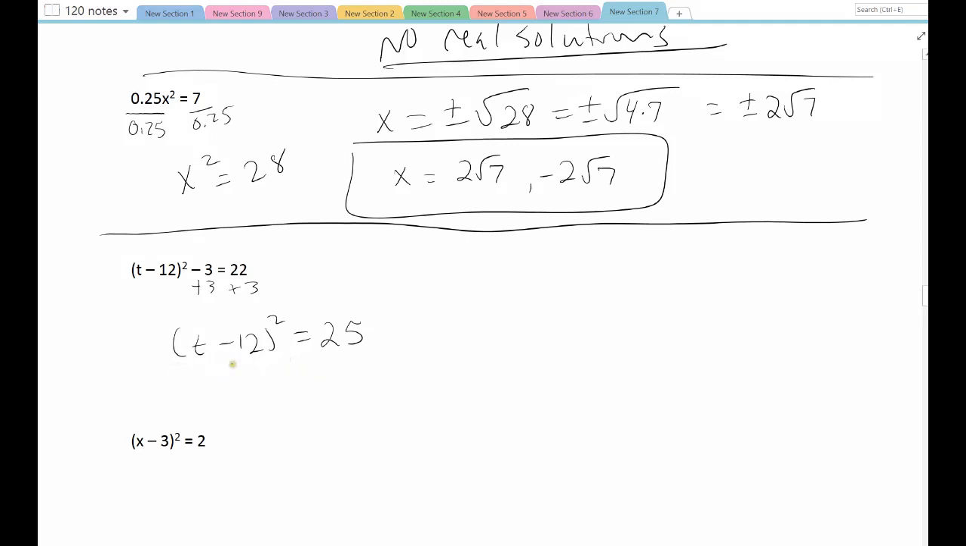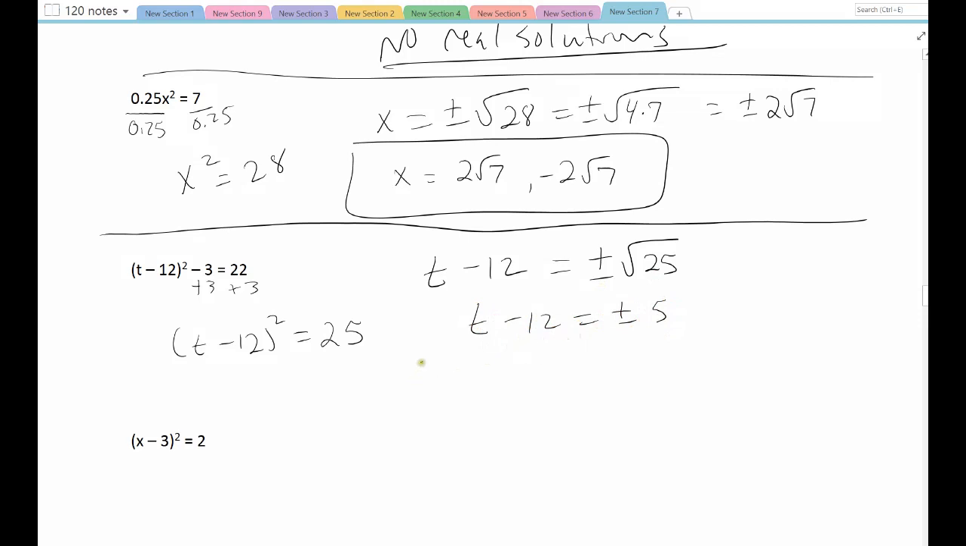I use my square root property here. It means I undo the square by taking the square root. When I do that, I take the square root of the 25. I've got to remember, this would have been absolute value, so it would have been plus minus. So t minus 12 on this side, because I get rid of the square by taking the square root, plus minus the square root of the constant side. So it's the plus minus on the 25, which means I get t minus 12 equals positive or negative 5.